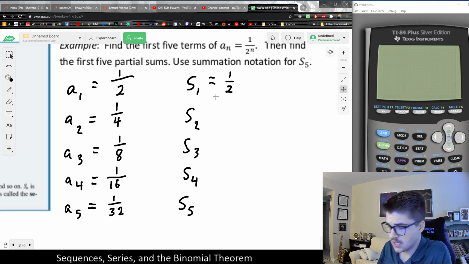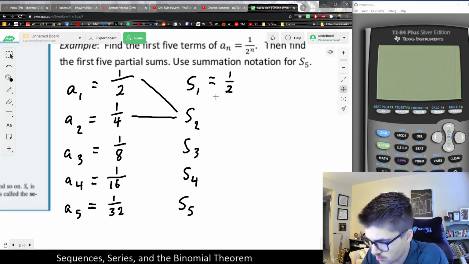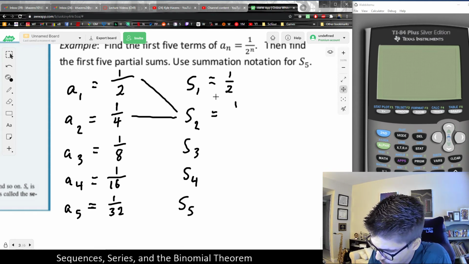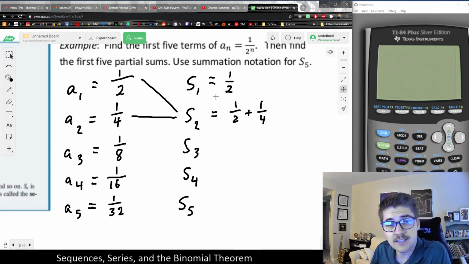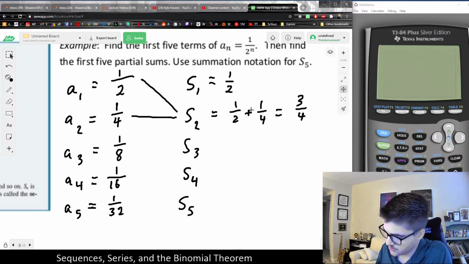Of course, it's just 1/2. And then looking at S2, that would just be the sum of the first 2 terms. So 1/2 plus 1/4. Doing a little bit of fraction math here, we would need a common denominator to add them together. So this would be 2/4 plus 1/4, which is 3/4. And that would be our second partial sum.